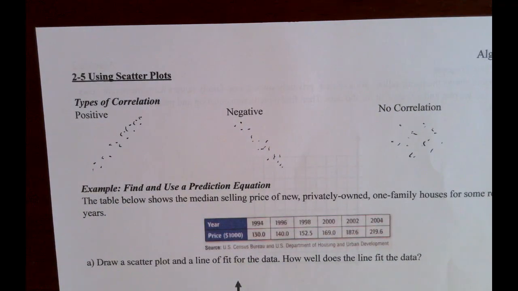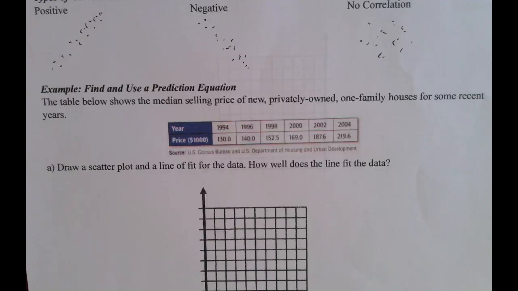And you can see that in your book on page 86. It describes some stuff about scatter plots, as well as line of fit and a prediction equation. Okay? So we're going to get started here with our one and only example.